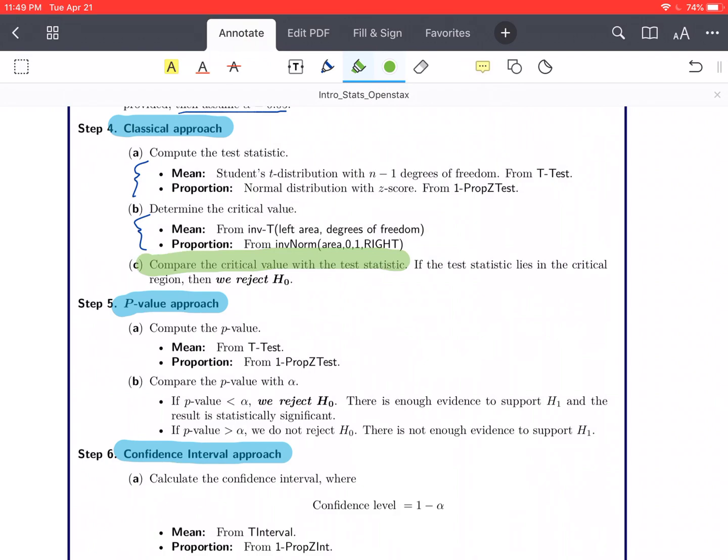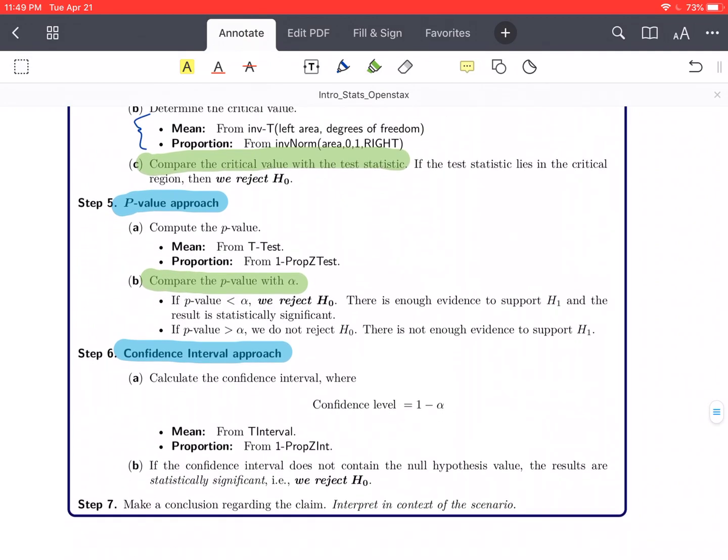Okay, and then for the p-value, we just kind of looked at this, but you find your p-value, that probability, and then you compare. So you compute the p-value and then compare the p-value with alpha. Okay, and if it's smaller than alpha, we reject the null. If it's greater than alpha, we do not reject the null.